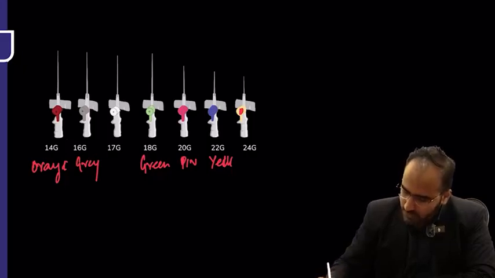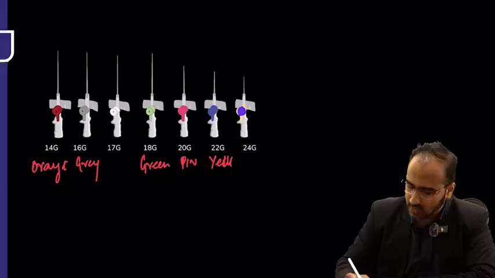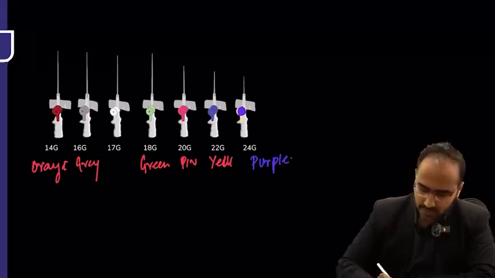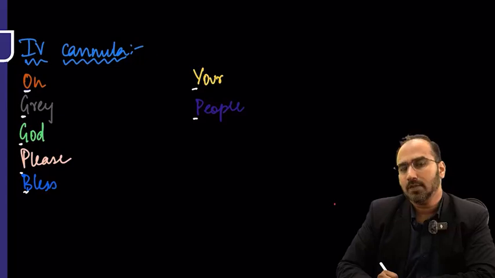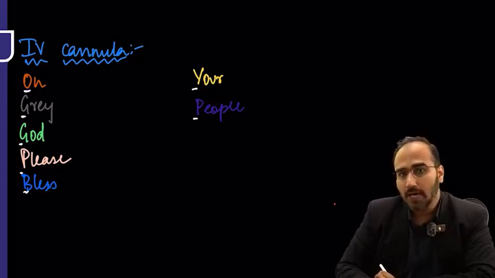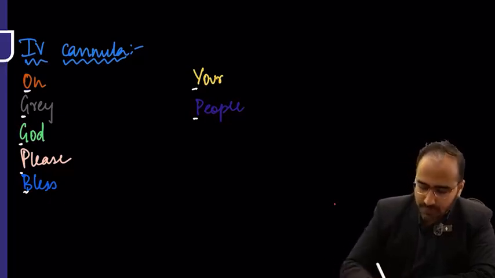24, it is wrongly given over here. 24 should be purple color. Okay. So guys, the mnemonic to remember this IV cannula colors is what? Oh great God, please bless your people.